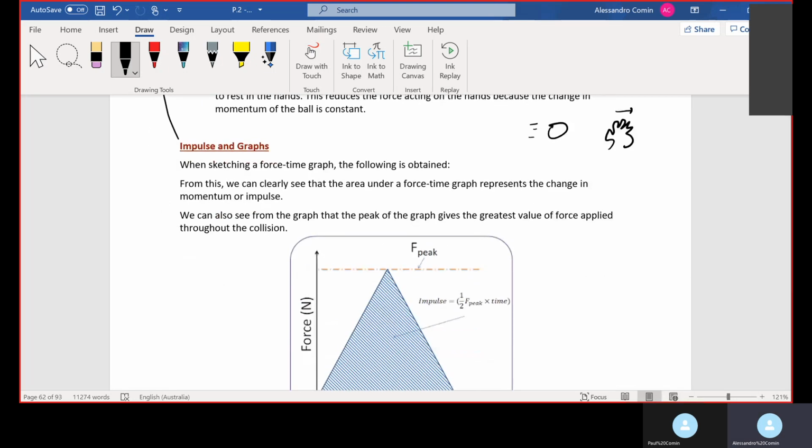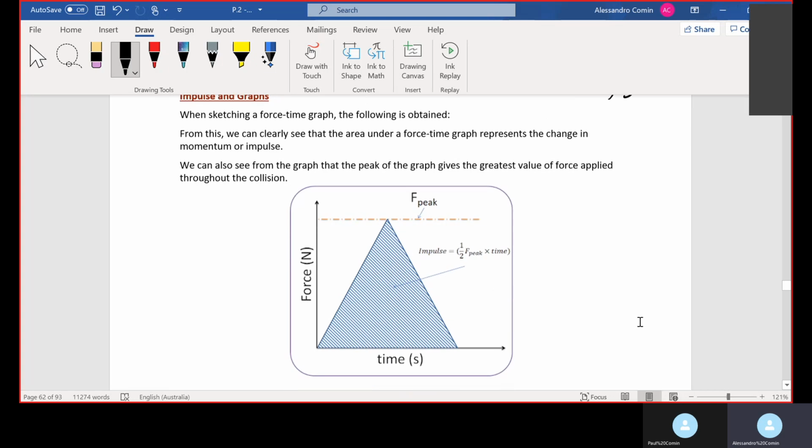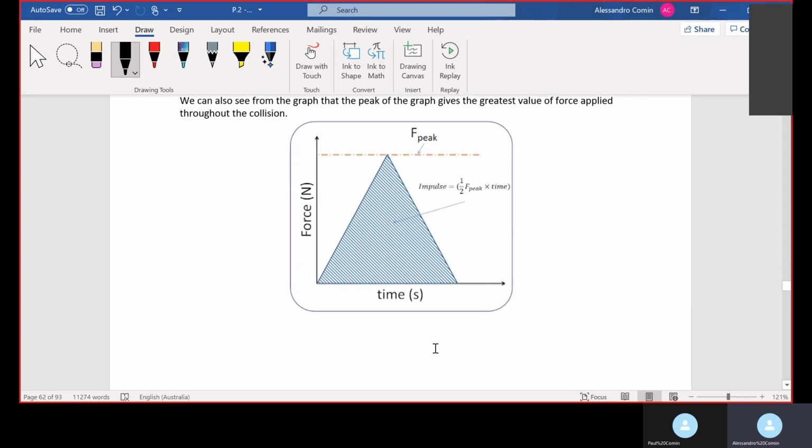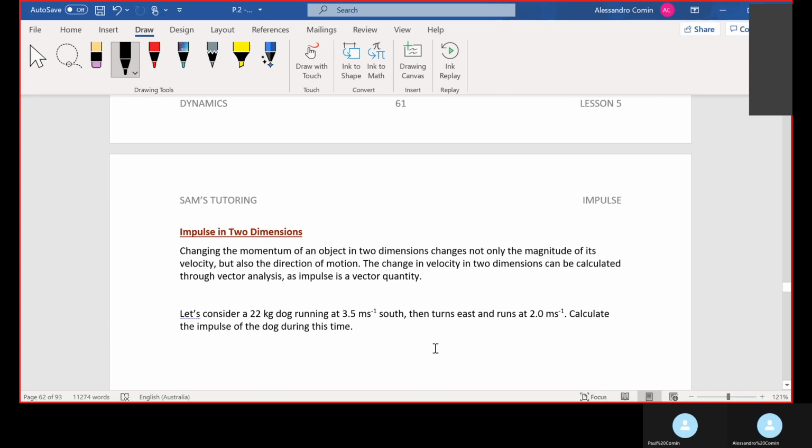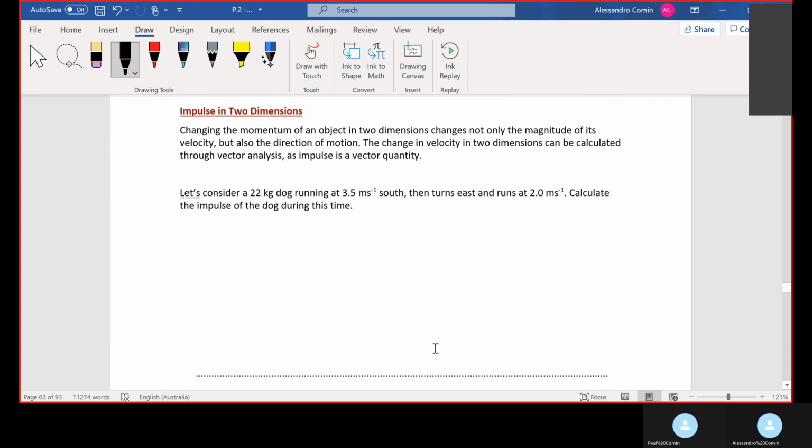One of the last things, and I may have to go grab a charger soon, is looking at impulse and graphs. So in a nutshell, the impulse is just the area under a force-time graph. We can see here, the area under the graph is a triangle. So half base times height gives you the impulse of this graph.